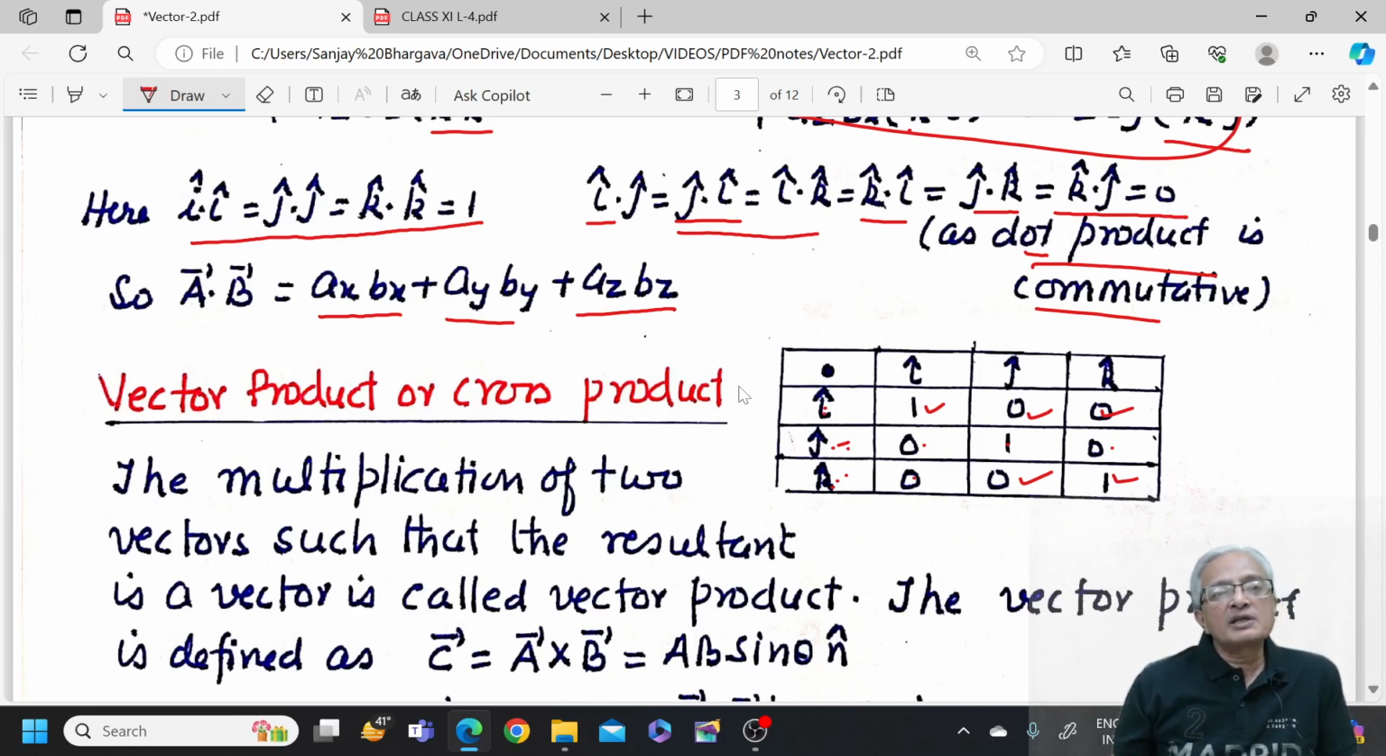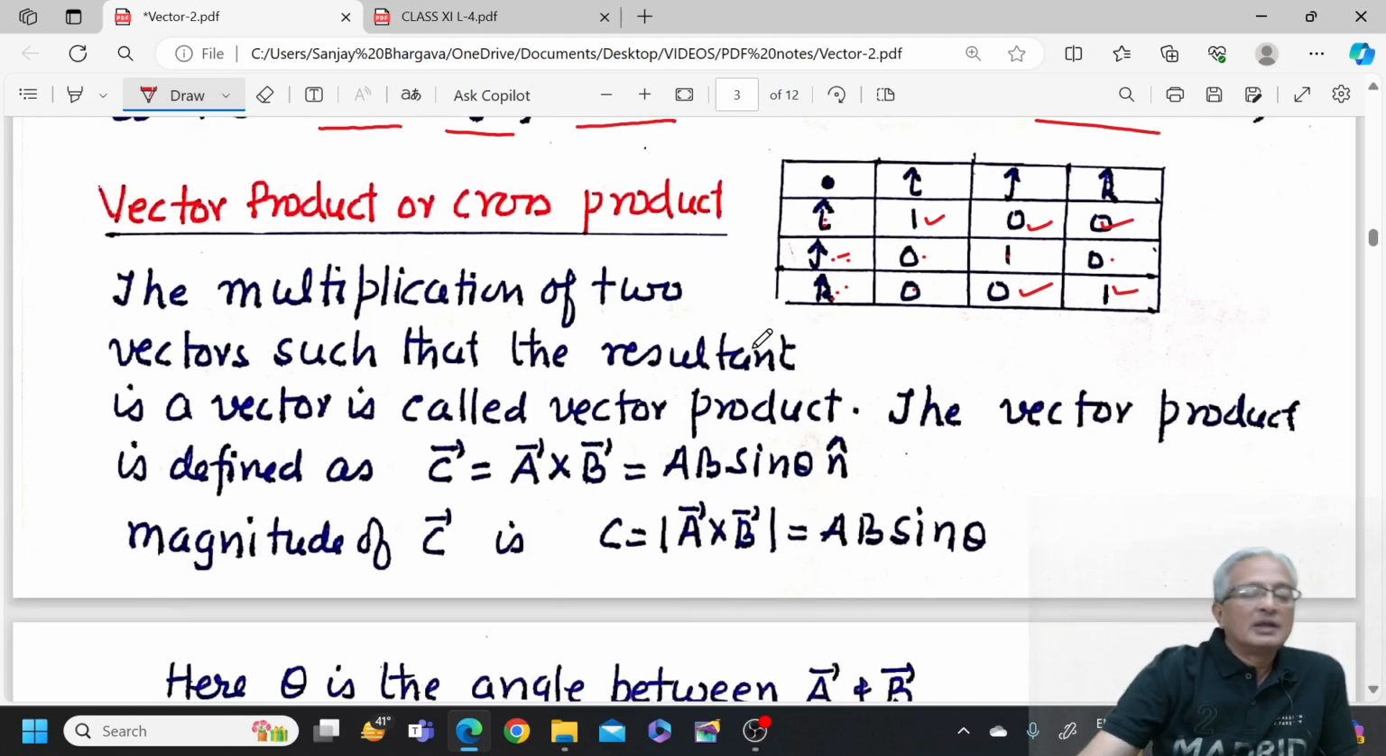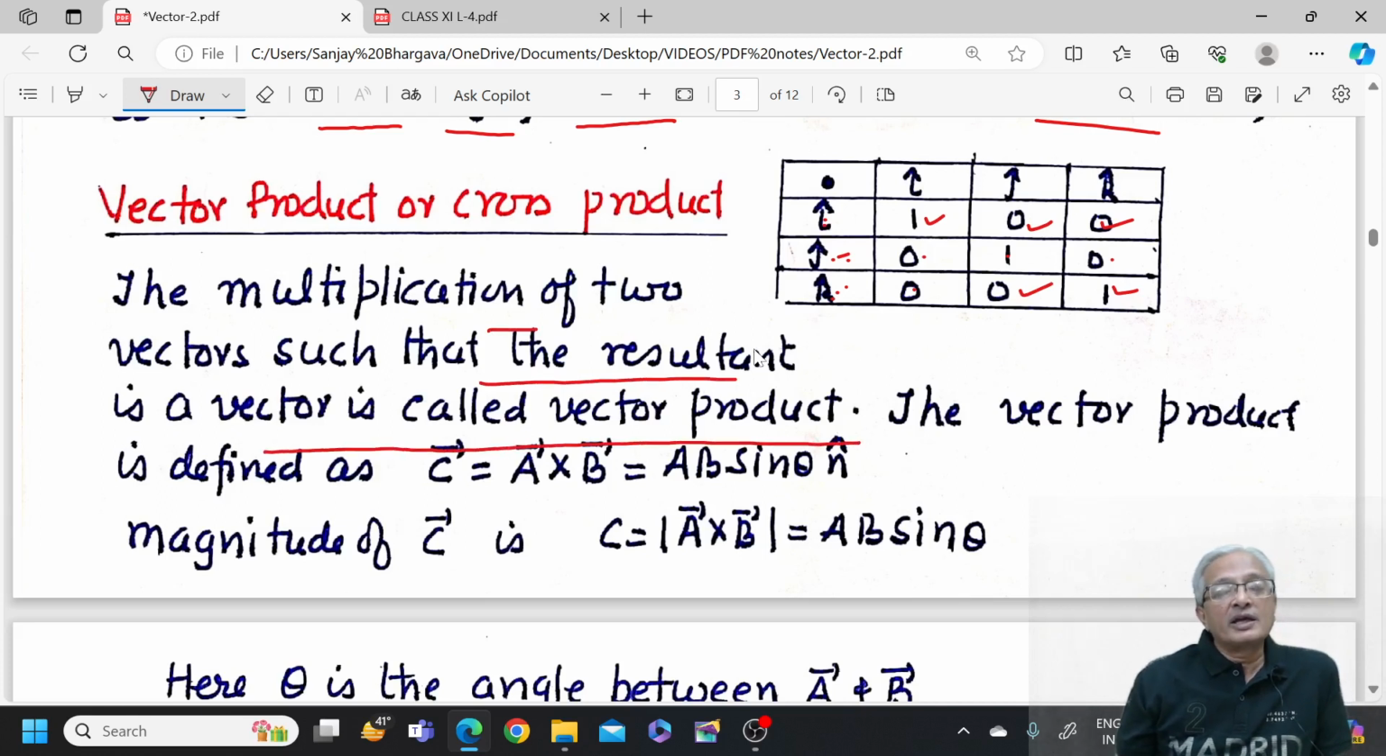Another type of product is called either the vector product or the cross product. Now, what is the vector product? The multiplication of two vectors such that the resultant is a vector is called the vector product. In the earlier scalar product, the resultant was a scalar, and here the resultant is a vector.